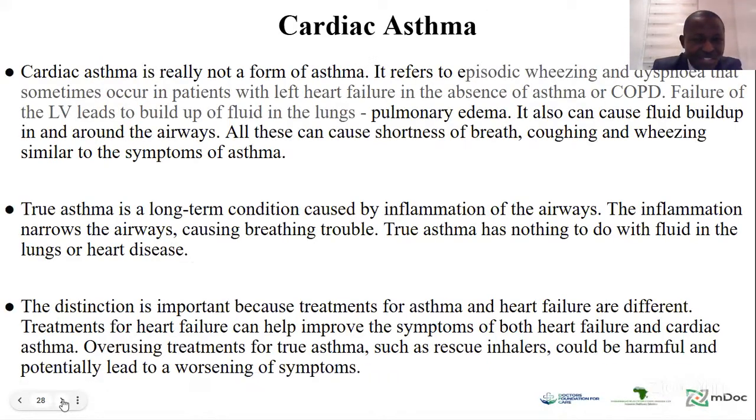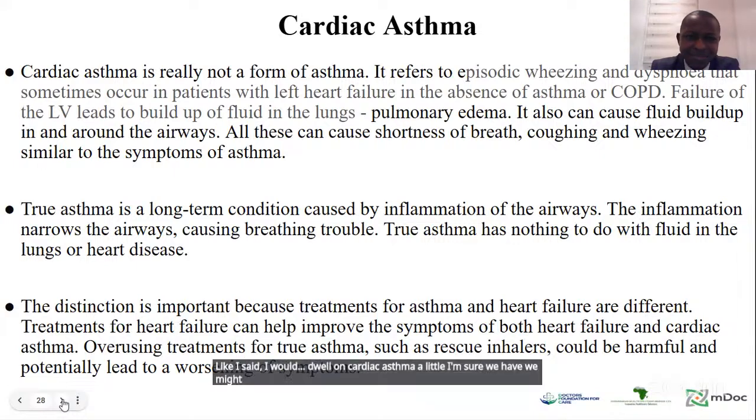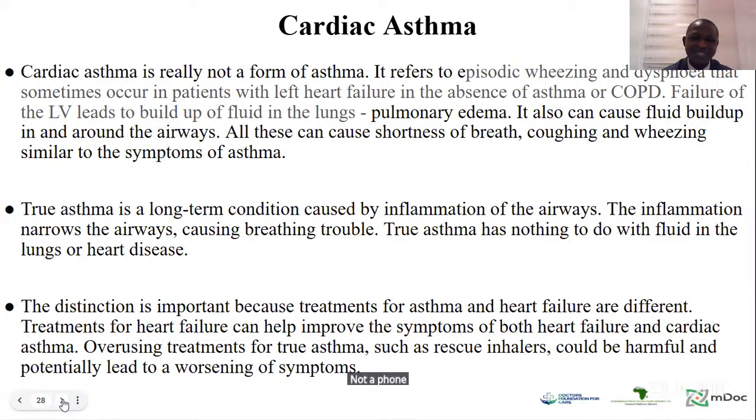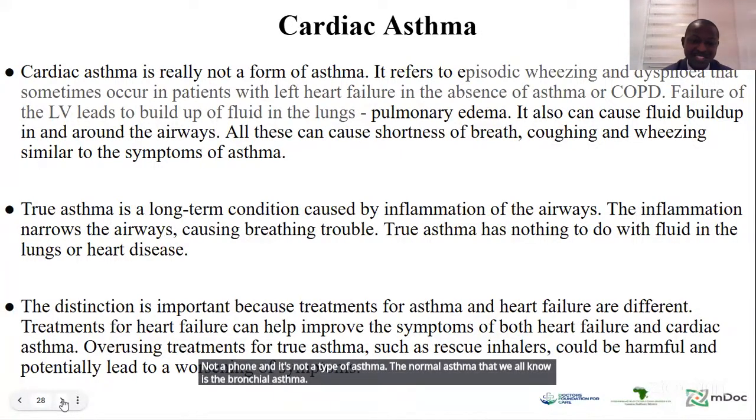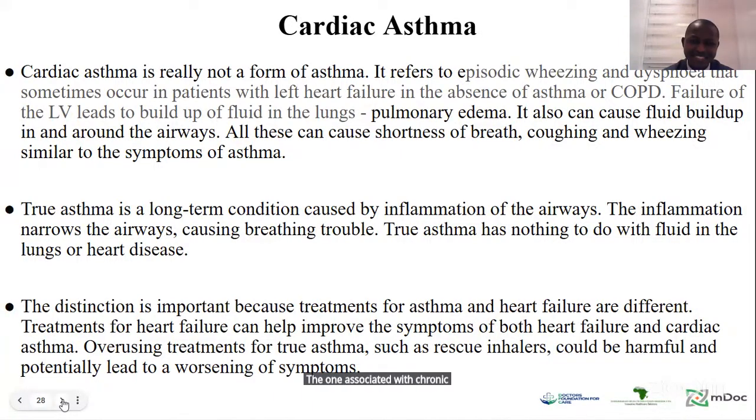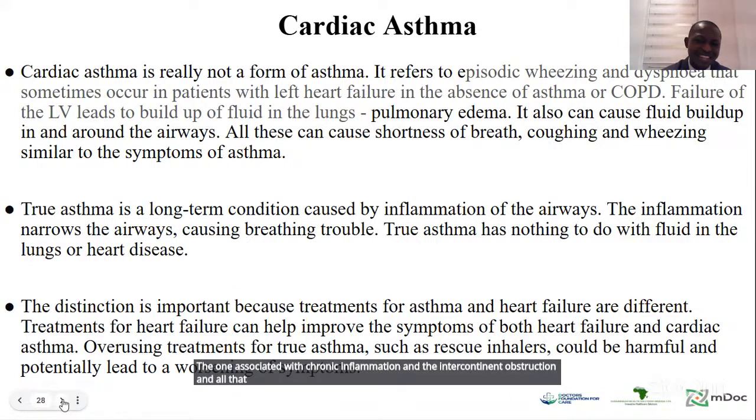Like I said, I would dwell on cardiac asthma a little. I'm sure we might have had this terminology at one time or the other, although generally we are shifting away from using the term because it's confusing. I would like to state that cardiac asthma is not a type of asthma. The normal asthma that we all know is bronchial asthma, the one associated with chronic inflammation and intercurrent obstruction. But cardiac asthma is not a type or a form of bronchial asthma.